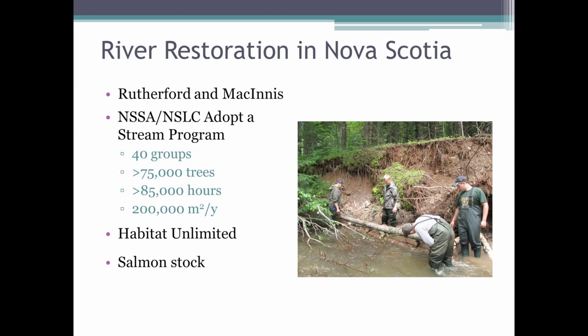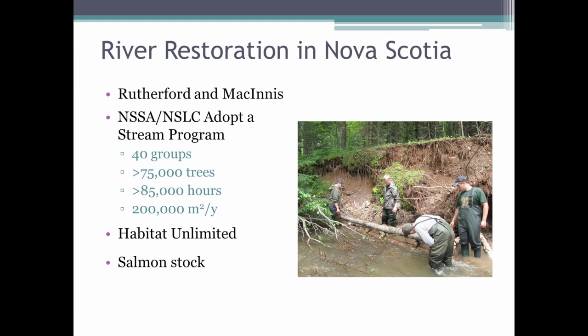So just before I get into the actual specifics of the talk, just want to give you a little bit of a background about why we'd be interested in river restoration at all. So just from a perspective of Nova Scotia alone, we know that river restoration really got kicked off in Nova Scotia with work done by Bob Rutherford and Charles McGinnis in the late 80s, early 90s.